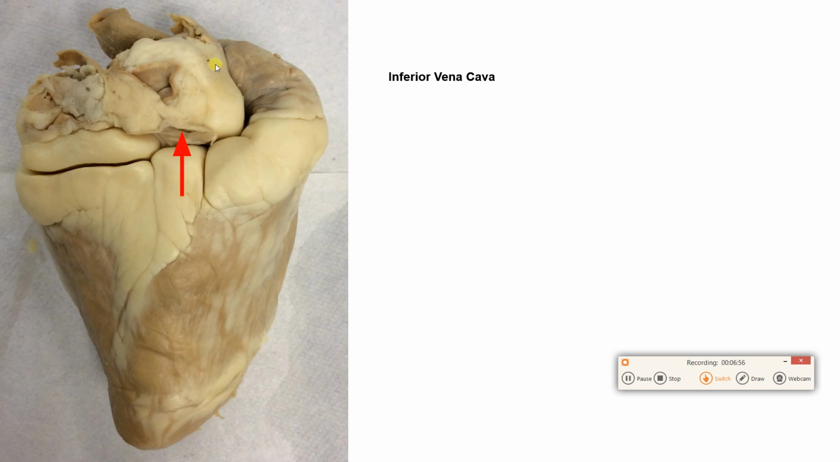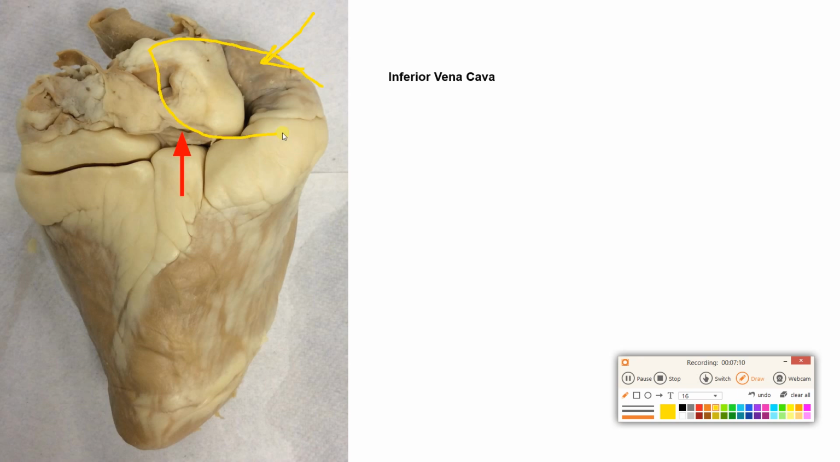This up here, let's orient ourselves a little bit. I've labeled the inferior vena cava, but let's orient ourselves. This is the right auricle. So it's kind of like I got my whole right atrium over here. And if I find a hole towards the bottom of the right atrium, that hole is going to be my inferior vena cava.